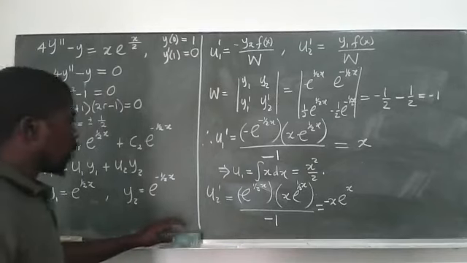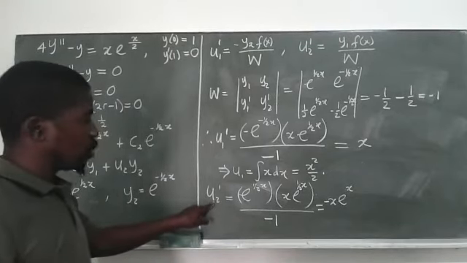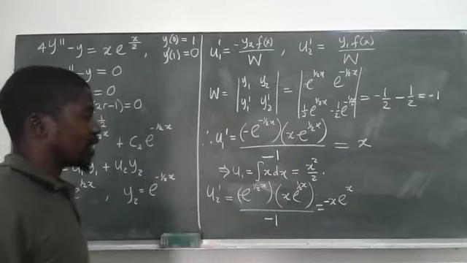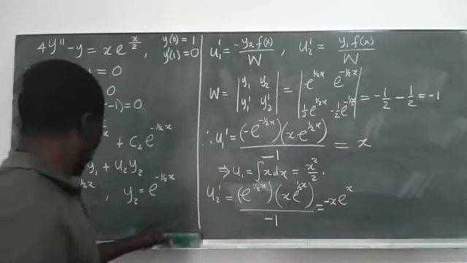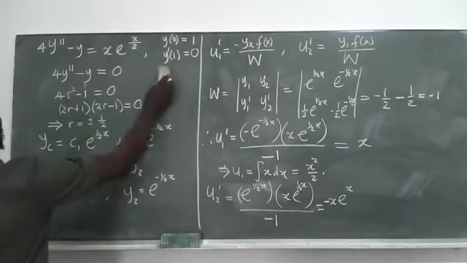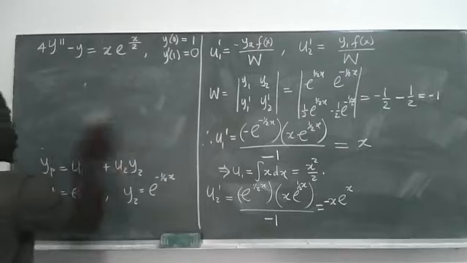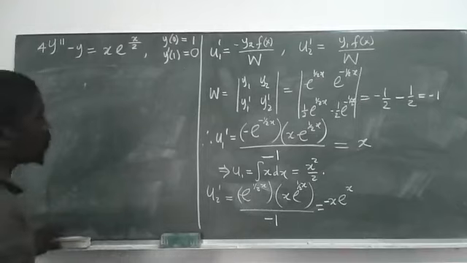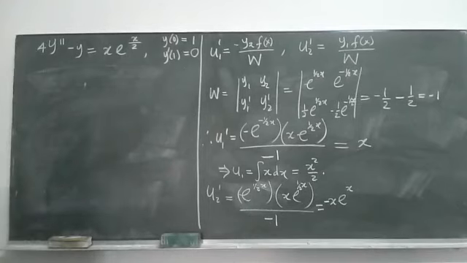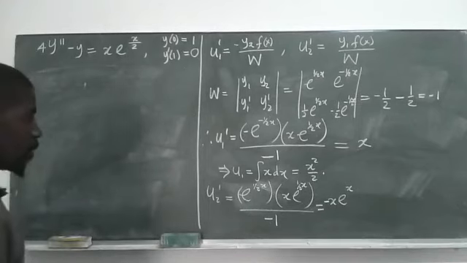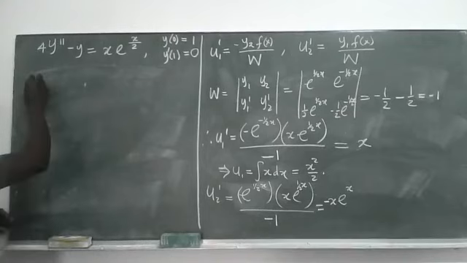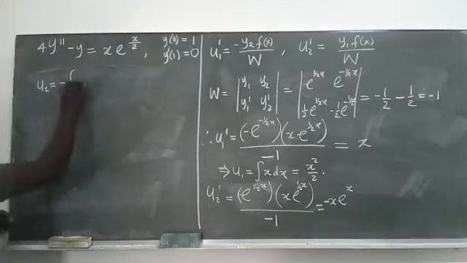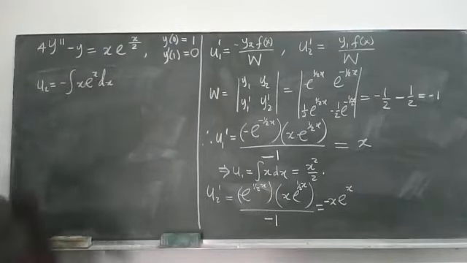Alright? So now, for us to determine what u2 is, we need to integrate that function on the right hand side. So I need more space. Let me wrap this top part, but we'll leave our original ODE and the initial conditions. We will use these ones later to determine the constants. Alright? So u2 is equal to negative integral of x e to the power of x dx.